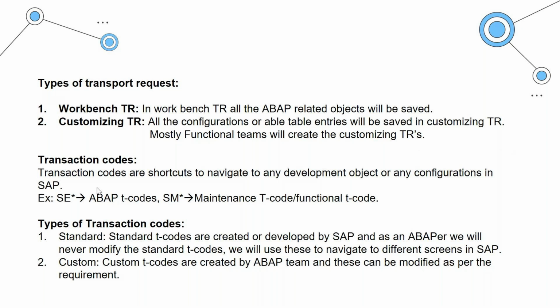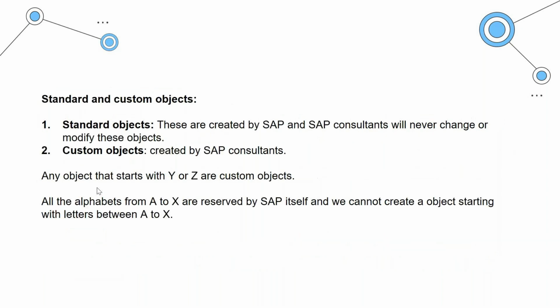Now, how will I differentiate which is standard and which is custom? I said that you should never change a standard object, never change a standard T code, never change a standard package. But how will you know whether it is standard or custom? Very important. So this is how you can understand it. First let's understand custom. Every single custom object can only be created by using Y or Z. You cannot use anything else.